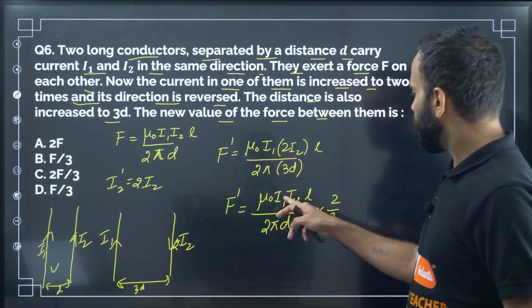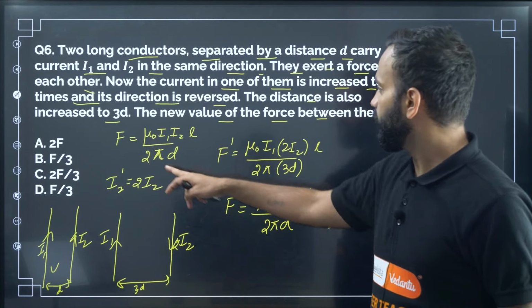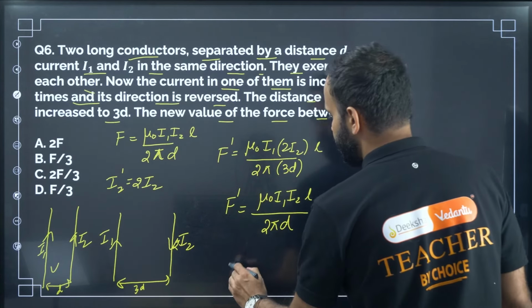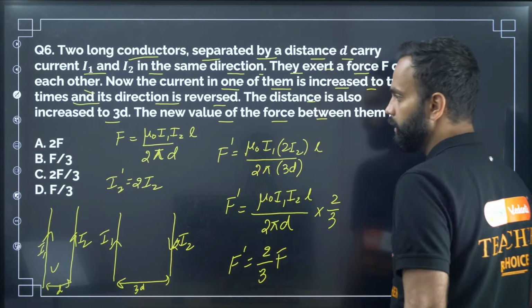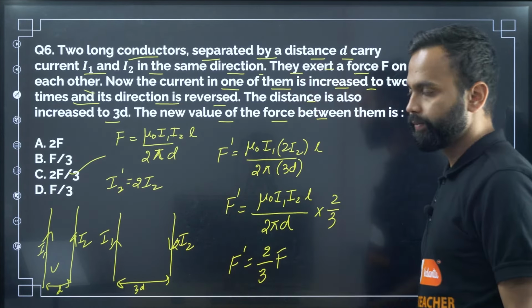So now μ0 I1 I2 L divided by 2πd is F. So F dash is equal to 2 by 3 times F. The correct option is C.